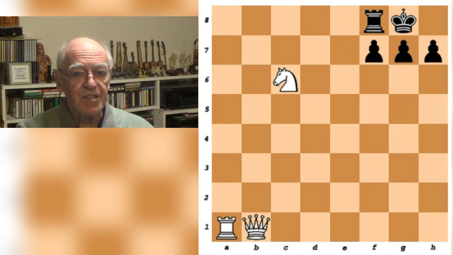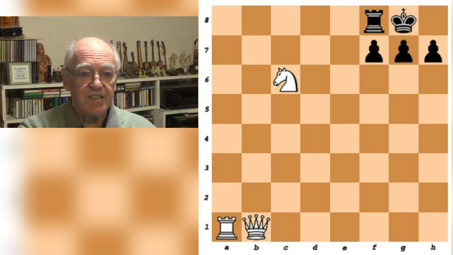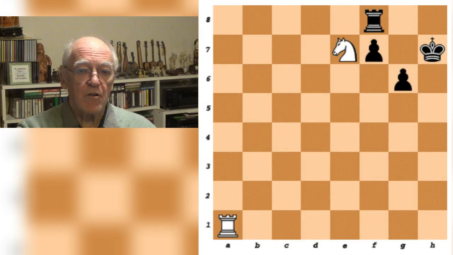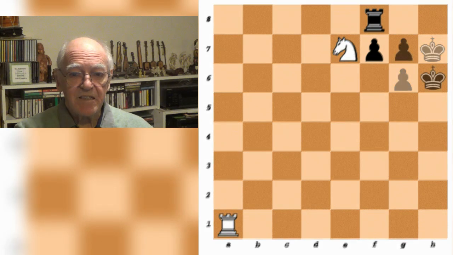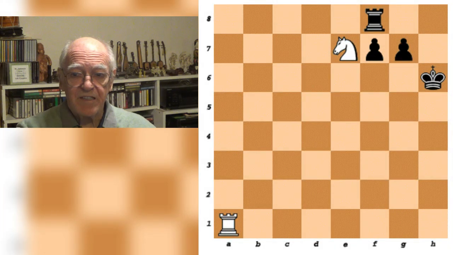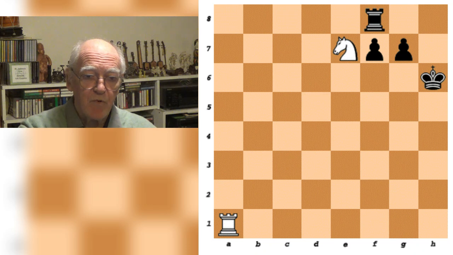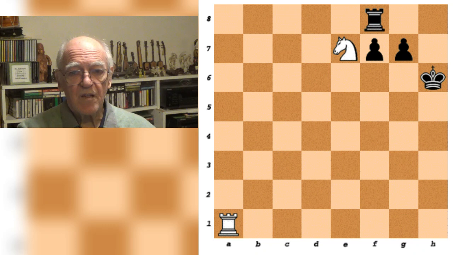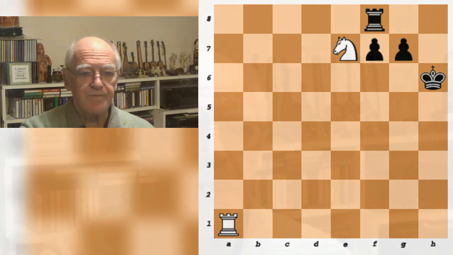then black can prevent checkmate after knight c7 to e7 by playing the pawn to g6 or the king to h6. This is possible because in this situation the knight move to e7 doesn't give check. So it's not a forcing move.